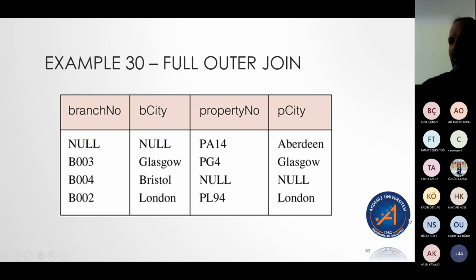So here, Aberdeen, we still get to see it, but it gets nulls on the branch side. Bristol, we still get to see it, but it gets nulls on this side. Everything else matches.